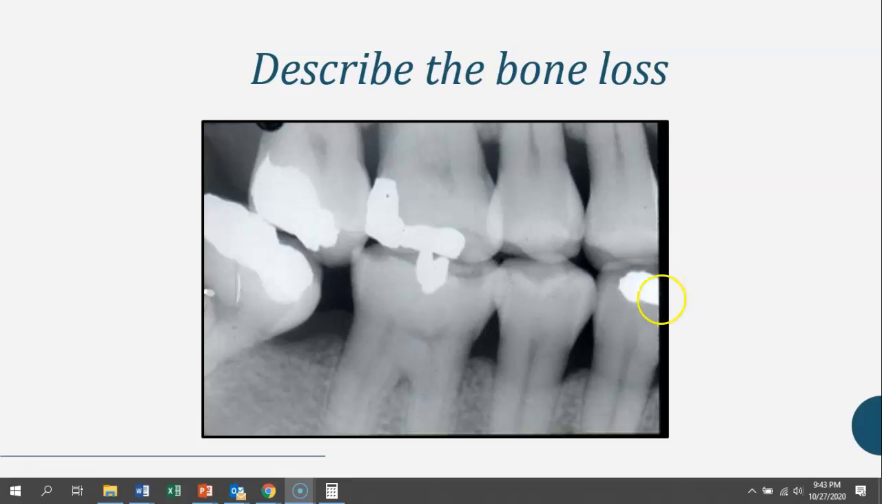So if you were to describe this bone loss, how would you describe it? This is an interesting area because if you notice this molar, where's the CEJ on this molar? The CEJ is down here, and this molar has tipped into this space. This is definitely the wisdom tooth, and it's tipped into the second molar space. So it's not really bone loss here. Although if they were to straighten it up, it probably would end up with some bone loss, but then they might be able to graft it.